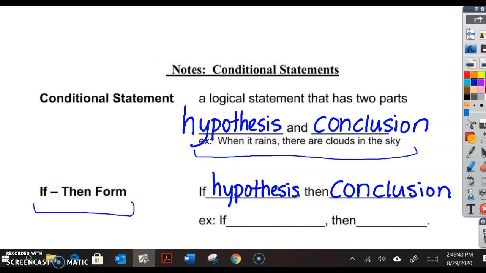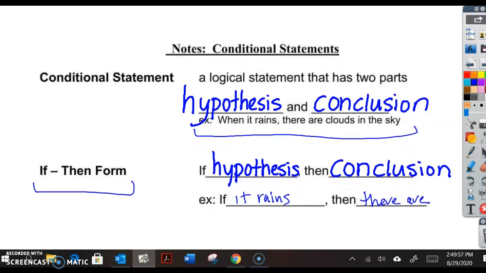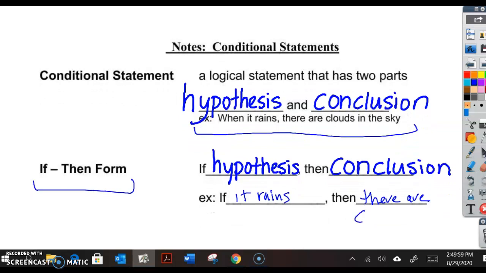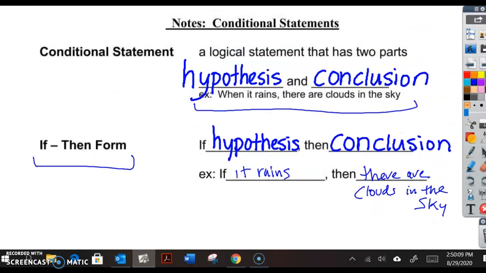If I wanted to put that in if-then form, I would write if it rains, then there are clouds in the sky. It is so hard to write on my screen here. Okay. That's it there.